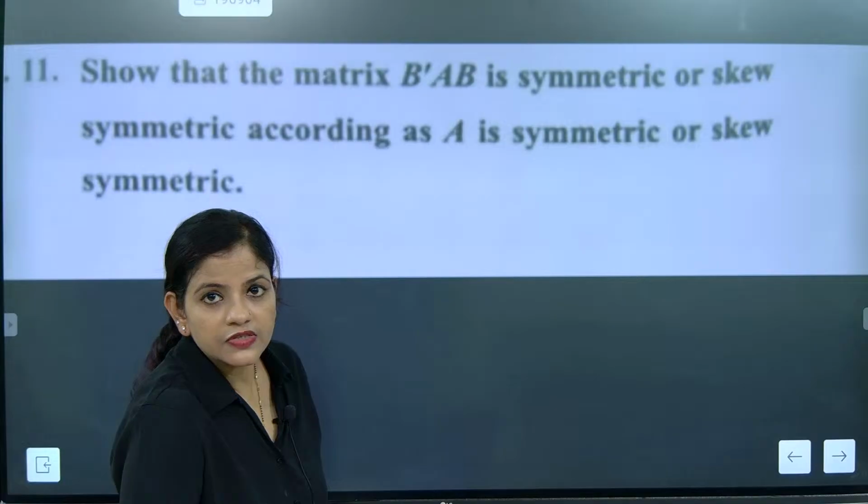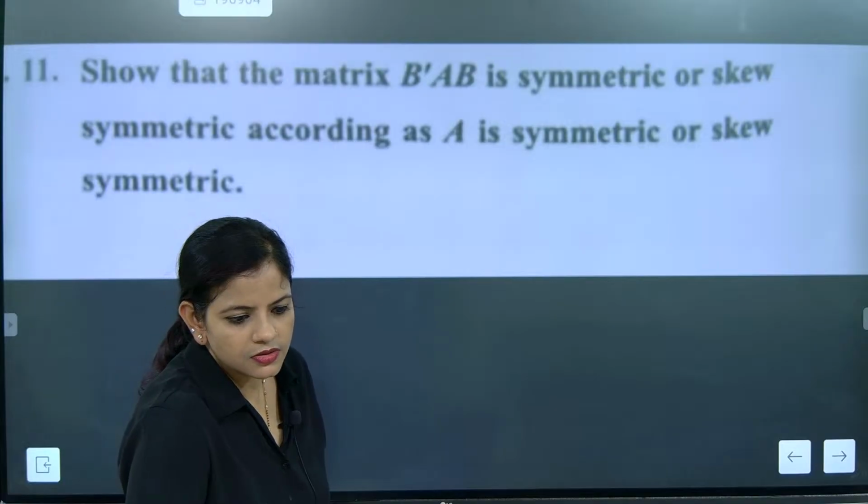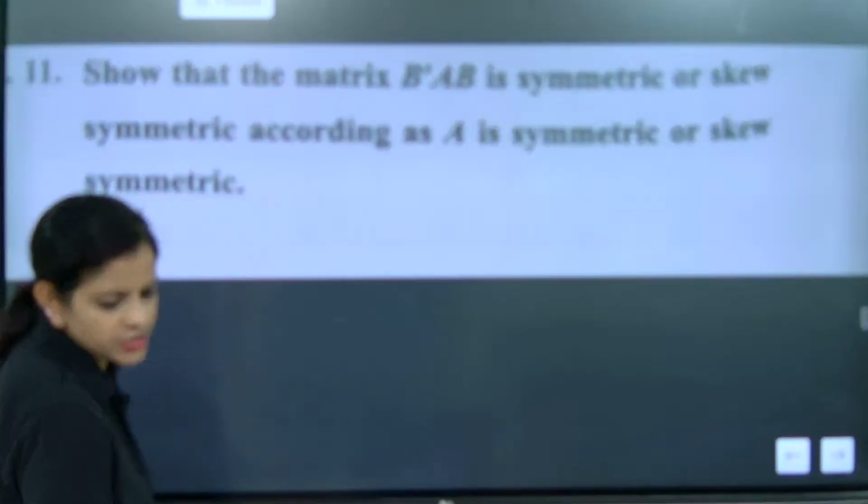The camera is finding it a little difficult to adjust. Okay, fine, now it's adjusted. Is the screen clear?